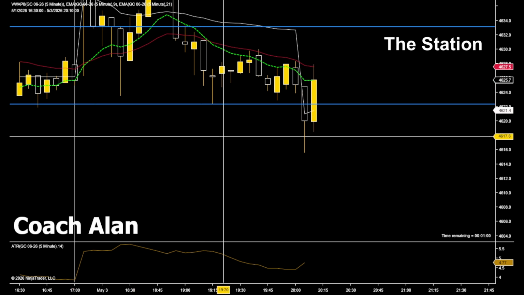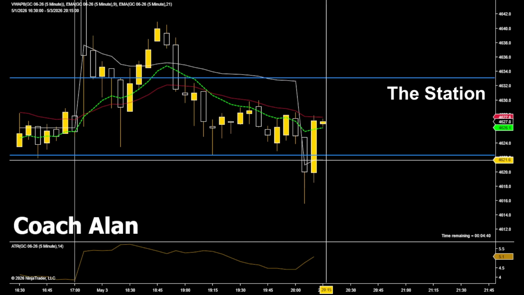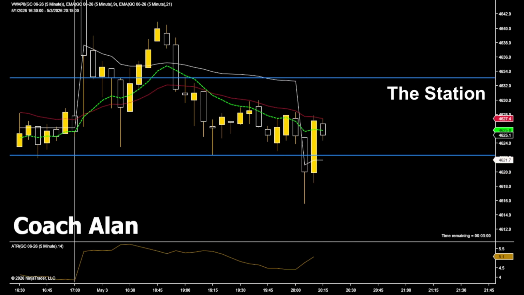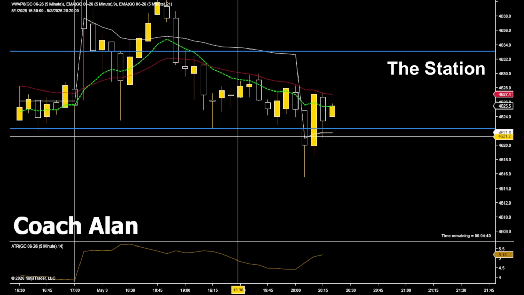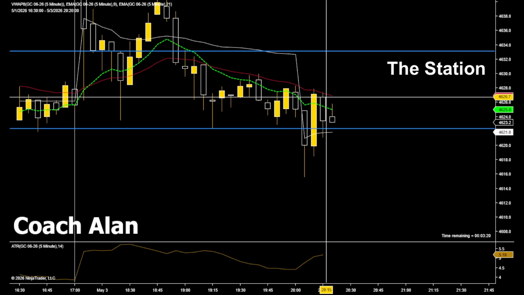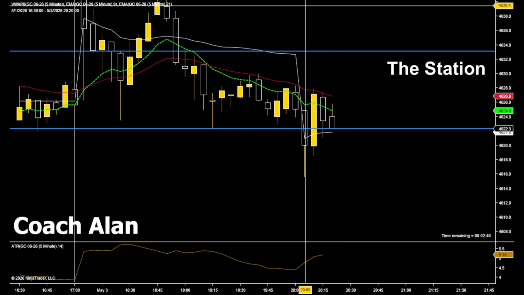Now we're going to let it play out and wait for another close beneath the station right here. Okay, so that closed inside of the station, that's invalid. Remember, we don't touch anything that's inside of the station, only on the outsides.